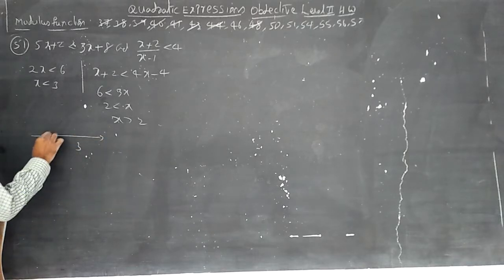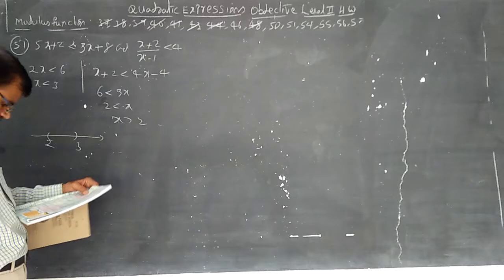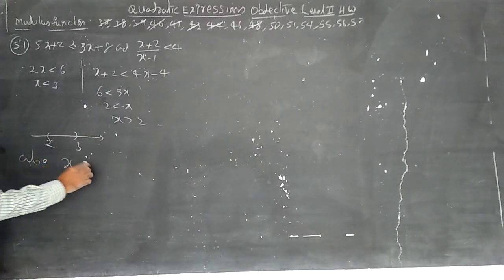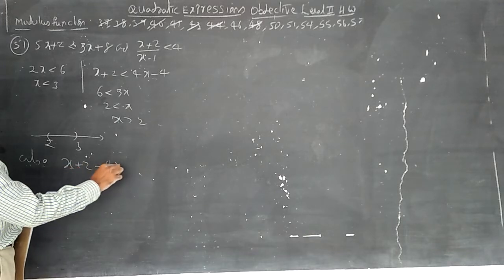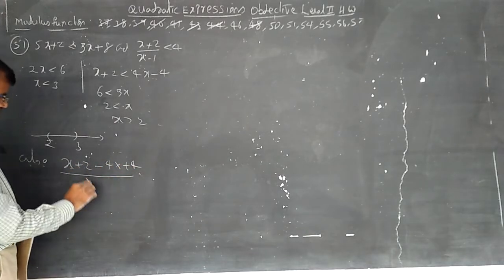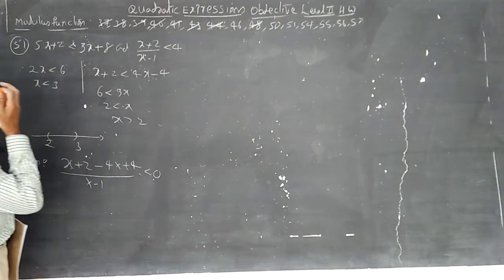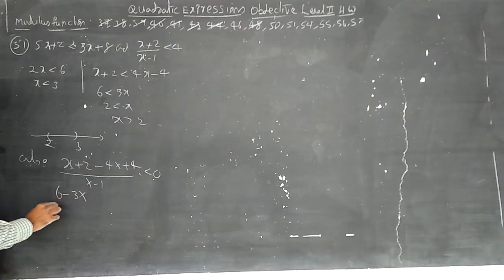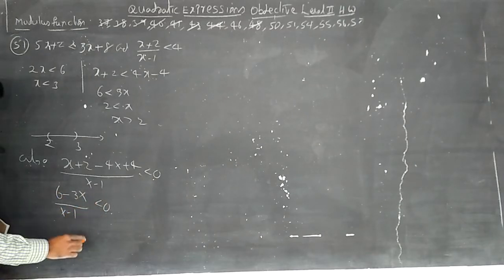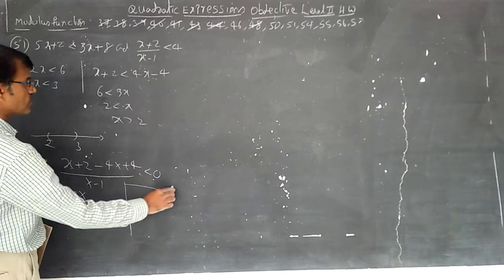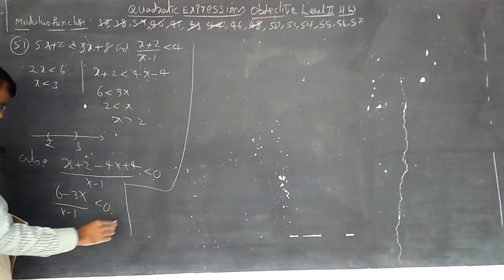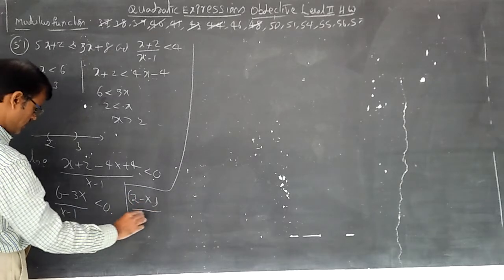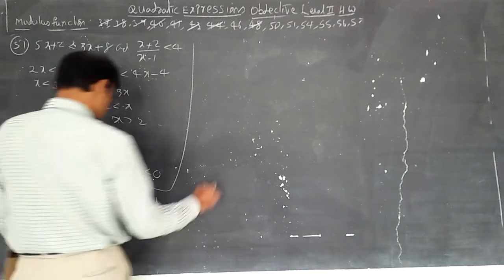So this is 2, this is 3, 2 comma 3 is okay. And let us discuss the second option also. (x + 2 - 4x + 4) whole by x minus 1 less than 0. In that case, you can write 6 minus 3x by x minus 1 less than 0. 6 minus 3x divided by 3 gives 2 minus x by x minus 1 less than 0.